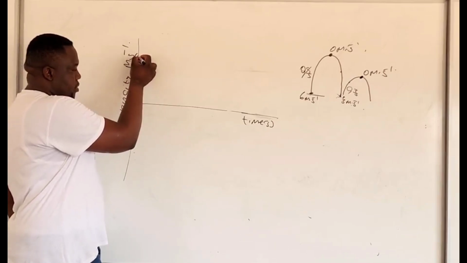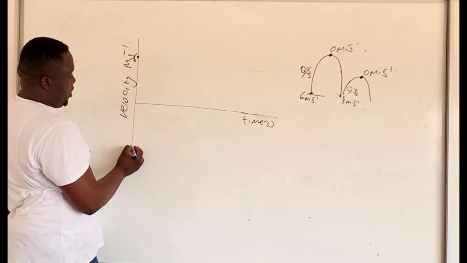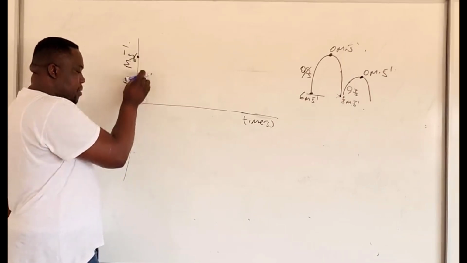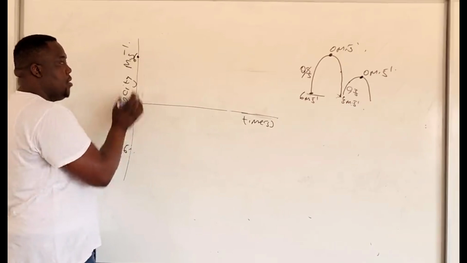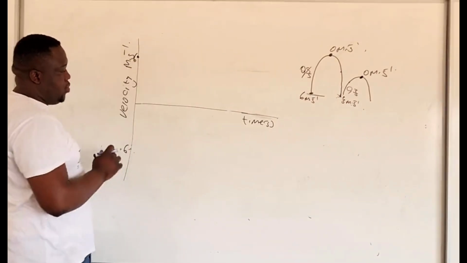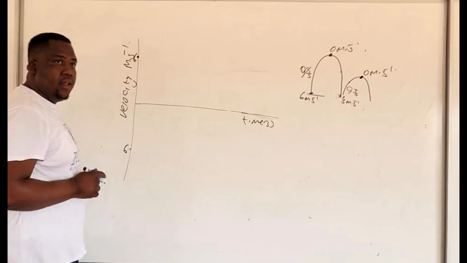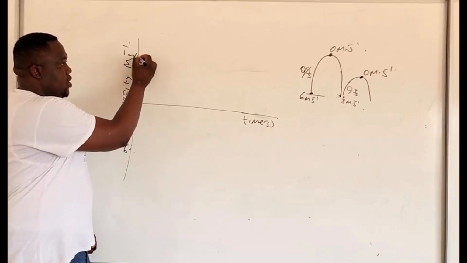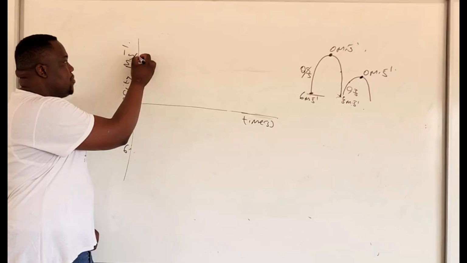Then 6 meters per second will be here. This side and this side must be equal. This 6 and this 6 must be in the same position. They must be equal, so that the graph can give correct information. So it was projected up at 6 meters per second.